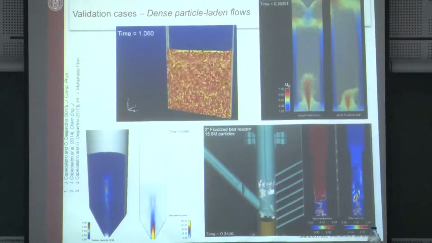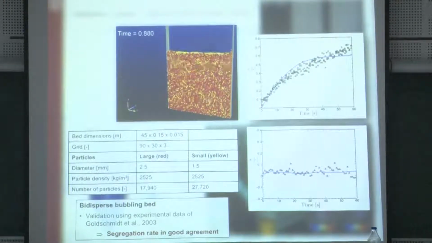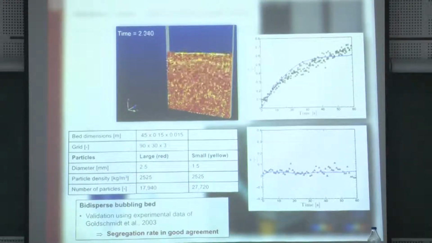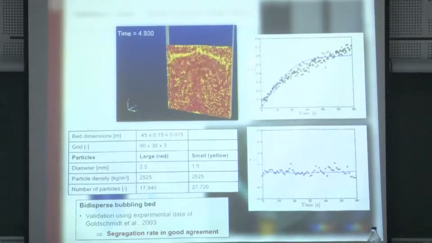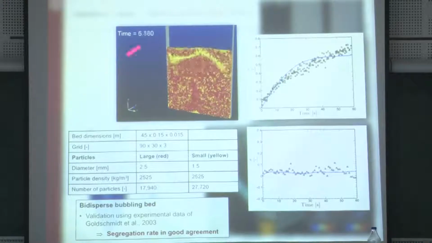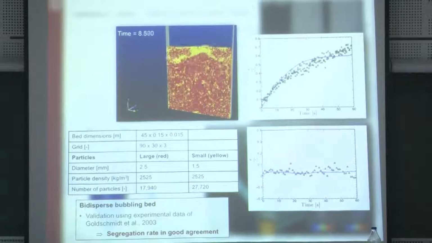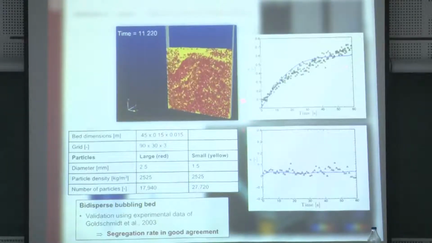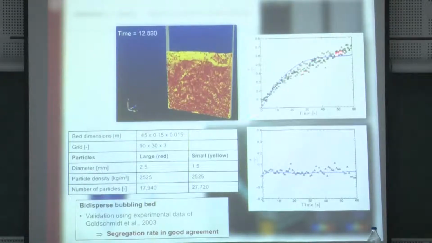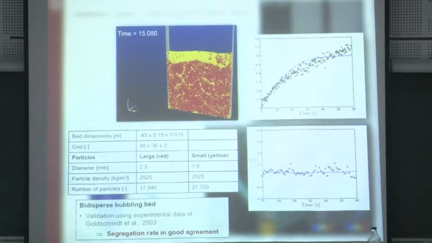All right, we can take a quick look at each of them. As one of the first comparisons we did, the segregation rate is reasonably well predicted. This is the vertical segregation between the two colored particles, and this is the lateral segregation. The lateral segregation should be non-existent, and it is essentially non-existent. There's also pretty good comparison against the experiment of Goldschmidt et al.